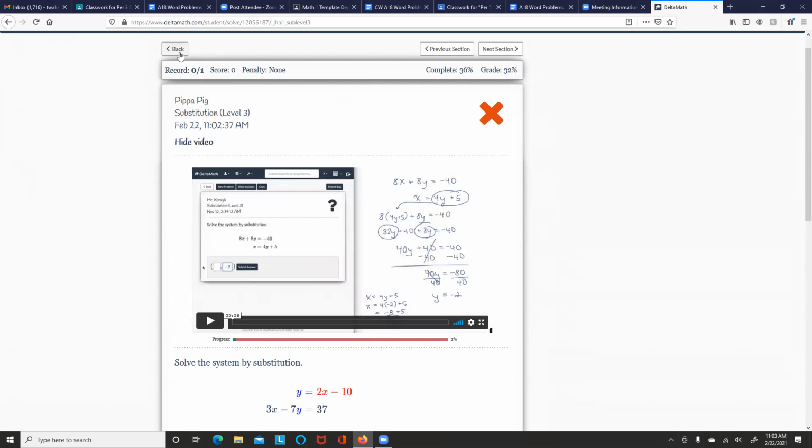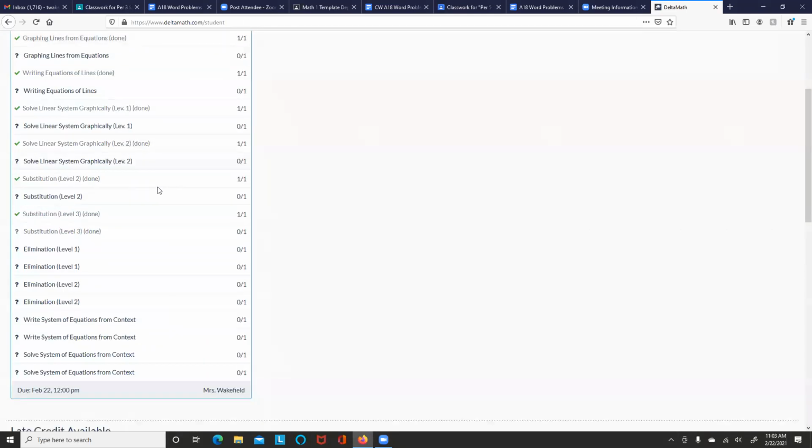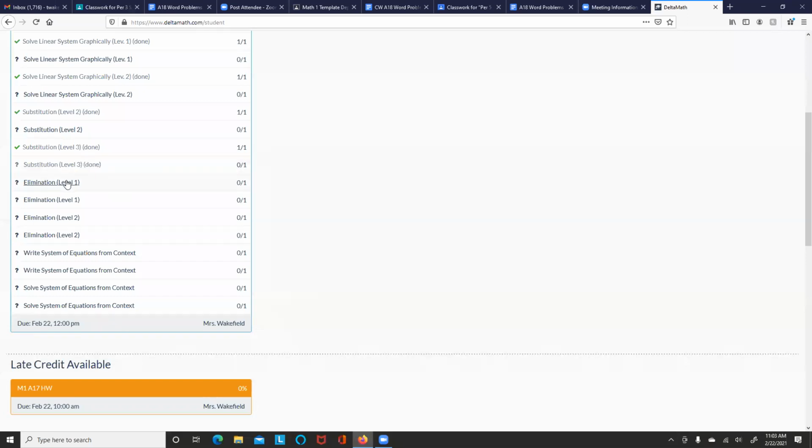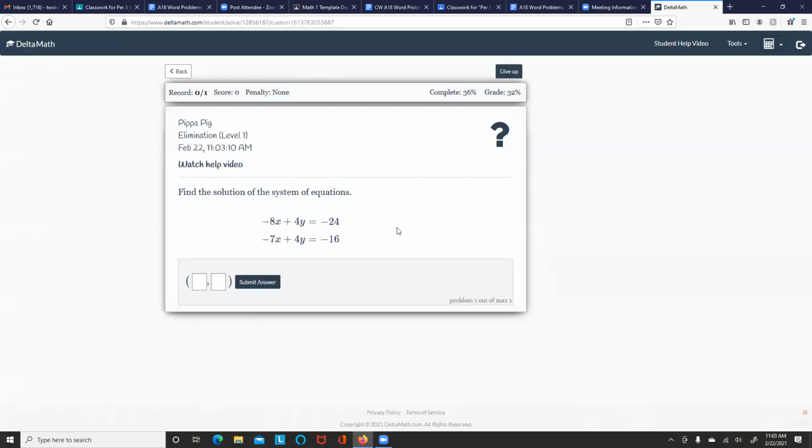Okay. All right, guys, let's go to elimination. Yay, we're almost done. Just 1, 2, 3, 4 more problems. Yay, I see the light at the end of the tunnel. Find the solution of the system of equations. Elimination. Which one should we get rid of, guys? X or Y?